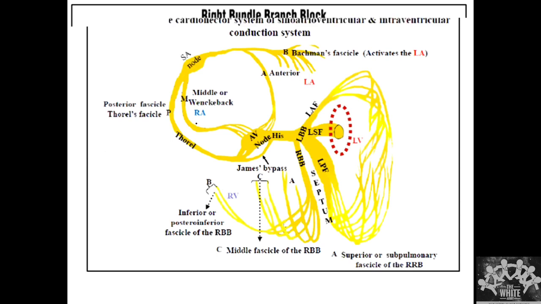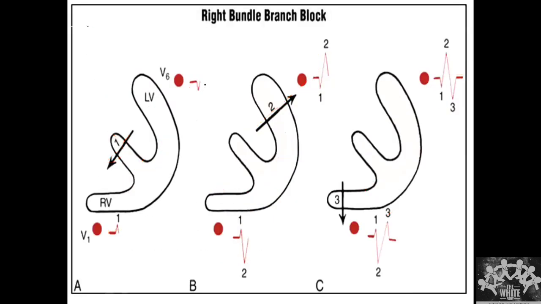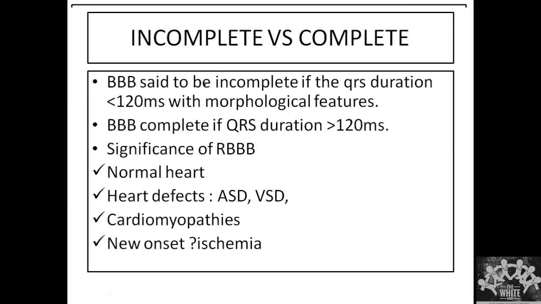Okay, good. So now, let's say we have diagnosed the right bundle branch block. What is the implication of it? If there is a right bundle branch block, there are many implications. It can be a part of the normal heart. Okay, it can be normal.